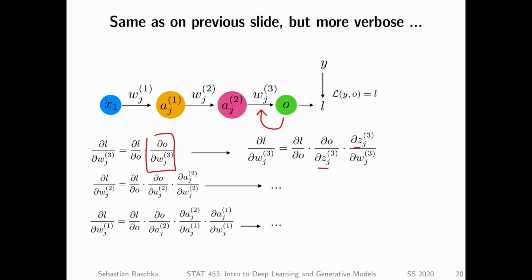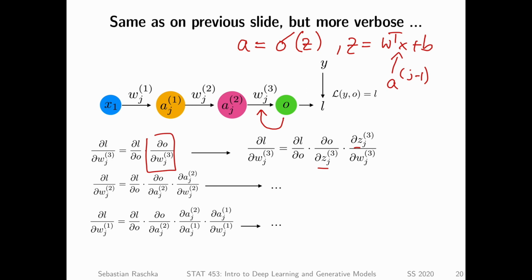So, remember, an activation can be computed by applying an activation function to Z, whereas Z is in turn computed by the weighted input. Depending on where we are, this can be, well, let's write it like this, the activation of the previous layer. So I'm just expanding here.